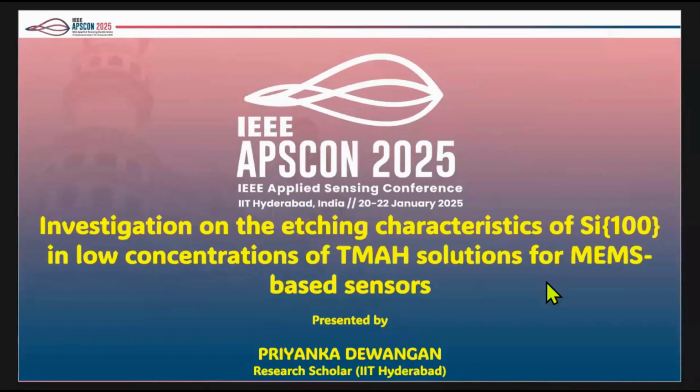Today I'm going to present my work, titled Investigation of Etching Characteristic of Silicon 100 Orientation Paper in Low Concentration of TMAH Solution for MEMS-based sensor. Basically, I'll talk about fabrication, like how to fabricate different types of microstructure. It can be a freestanding structure, diaphragm type structure, cavity, or channels, which I will discuss in this talk.